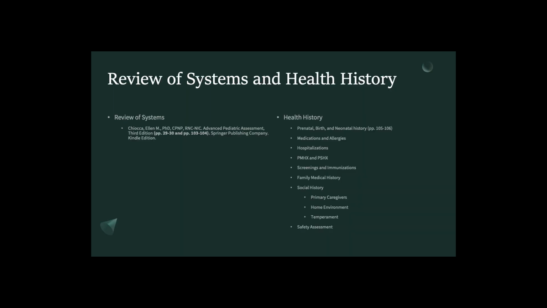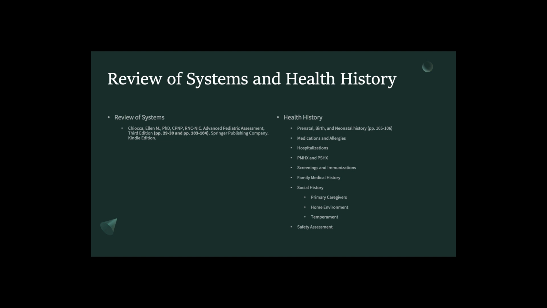When you start to see your pediatric patients, performing a thorough review of systems and health history is extremely important. There's a great example of a comprehensive review of systems in the textbook provided here. And also, we want to make sure that we hit all of the components of a health history, such as prenatal care, birth and neonatal history, medicines, allergies, hospitalizations, any known medical problems or surgical history, screenings and immunizations, including their newborn screening that was sent to the state.